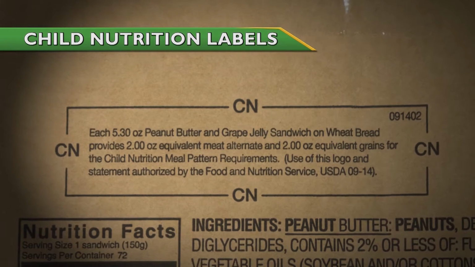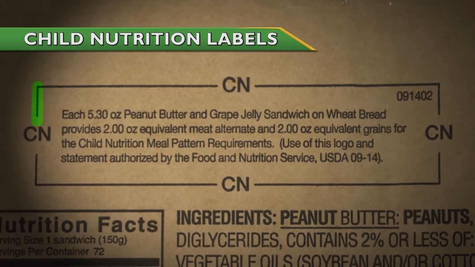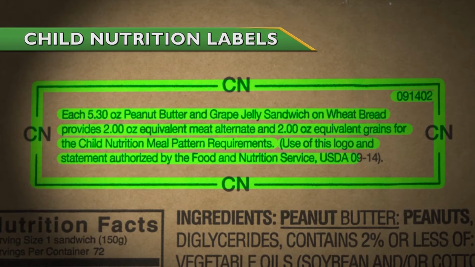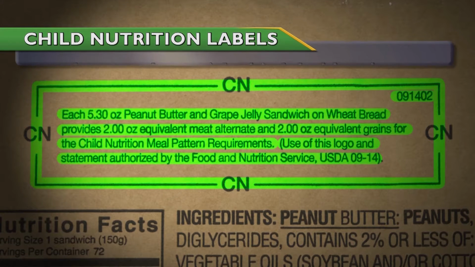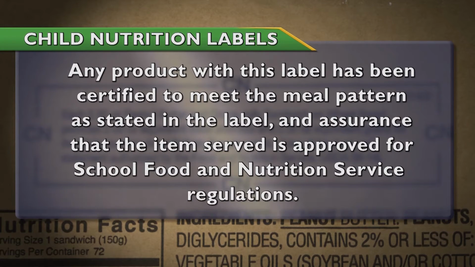Child nutrition labels, known as CN labels in the industry, always contain the following: the distinct CN logo, the meal pattern contribution statement, a 6-digit product information number, the USDA FNS authorization, and the month and year of approval. Any product with this label has been certified to meet the meal pattern as stated in the label, and assurance that the item served is approved for school food and nutrition service regulations.